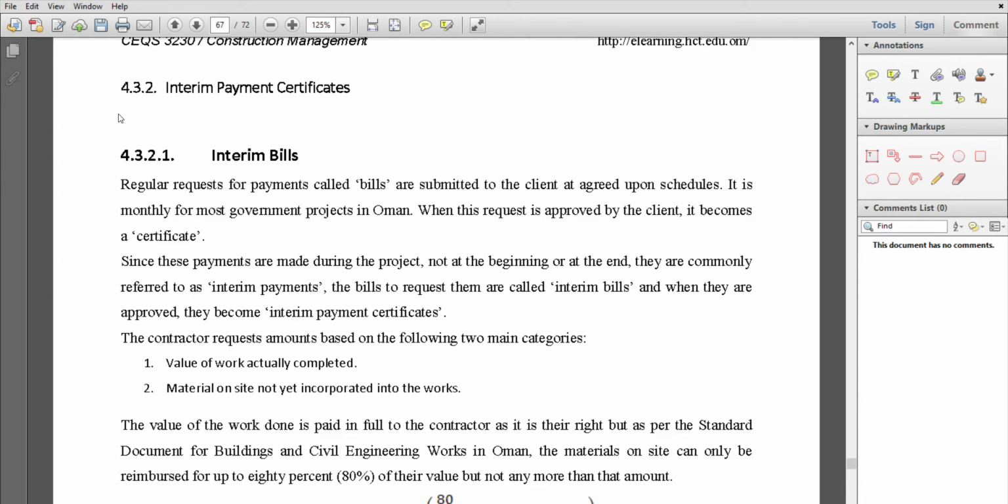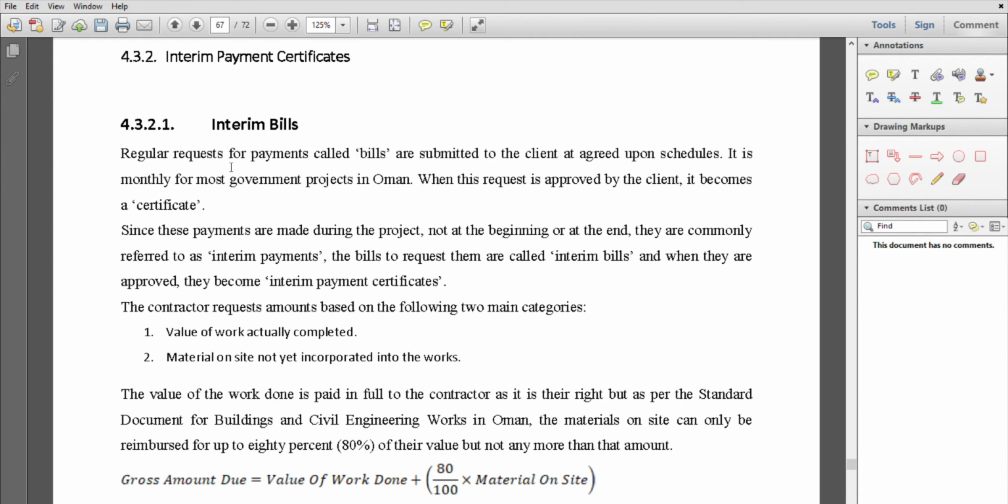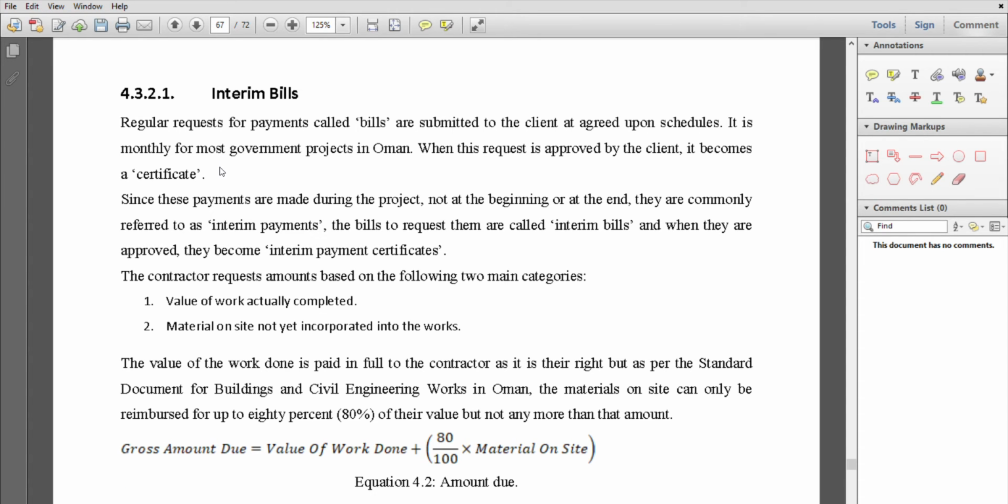For the second one, which is the interim payment certificate, we have interim bills. We have to submit the bill, as we mentioned before in the previous class. Regular requests for payments, called bills, are submitted to the client at agreed upon schedules. As we said, maybe milestones, maybe times, maybe monthly basis, or whatever the payment mechanism might be. It depends on the payment mechanism and the agreed upon schedules for payment. It is monthly for most government projects in Oman, which is unit rate mostly.